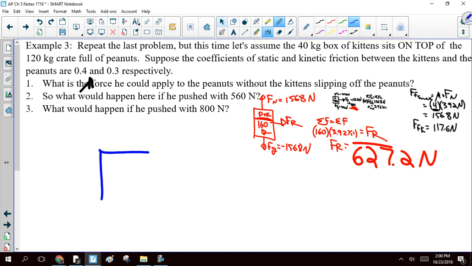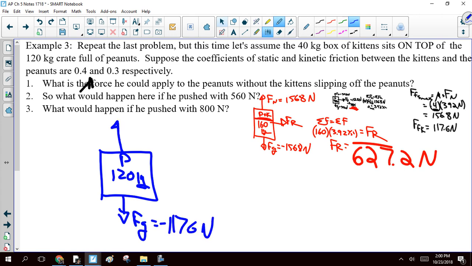All right. So here's our kittens. Peanuts. So here's the peanuts. 120 kilograms. Gravity is negative 1176 newtons. Normal force is 1176 newtons. There's a forward force from Roy. I guess that's what we're trying to figure out, so we'll figure that out.